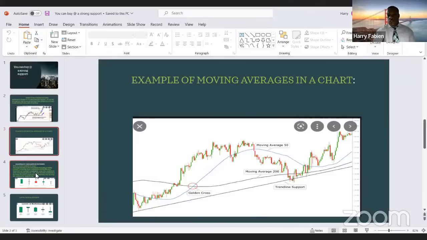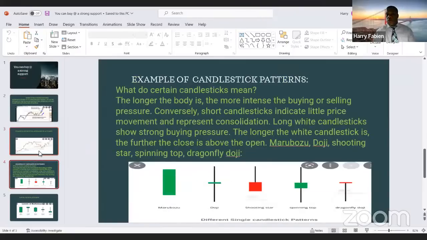And you can put a moving average on them. Later, I'm going to show you. I'm just giving you some advice on this, and I'm going to come back to that. I'm just going to show you the candlesticks, what they look like, what they mean. What do certain candlesticks mean?